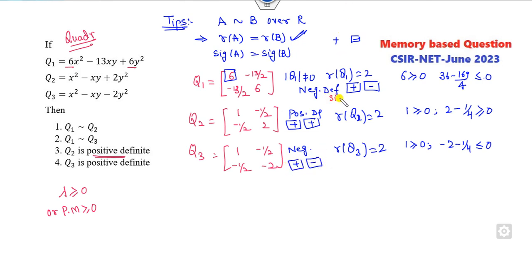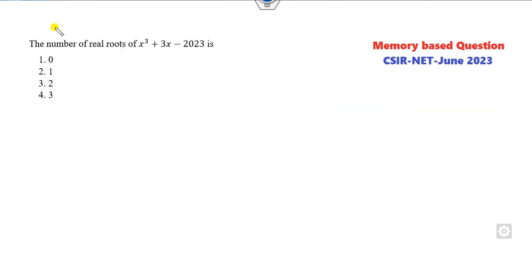So the signature of this is 0, the signature of Q2 is 2, because 2 minus the number of negative roots gives 2. For Q1 and Q3 the signature is 1 minus 1, which is 0. So Q1 and Q3 are equivalent. All the eigenvalues are positive for Q2, so this is the right answer, and these others cancel out. You can see it is a very simple question related to linear algebra in June 2023.